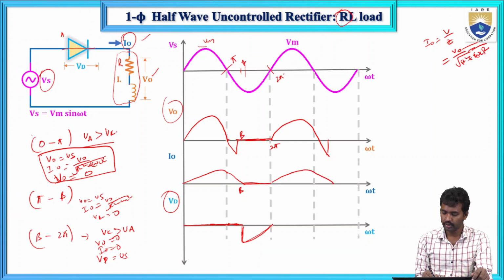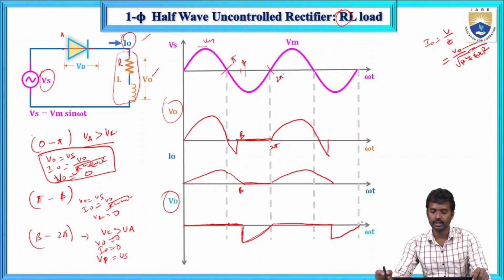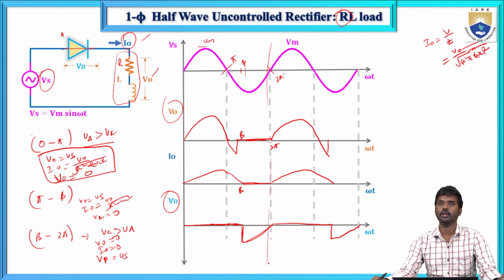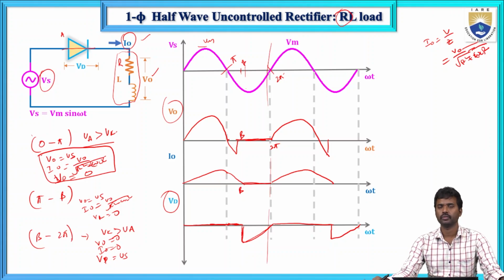So now here is also the same. Here is also the same like this. This is for 2 cycles. Up to here is 1 complete cycle. Up to here is 1 complete cycle.